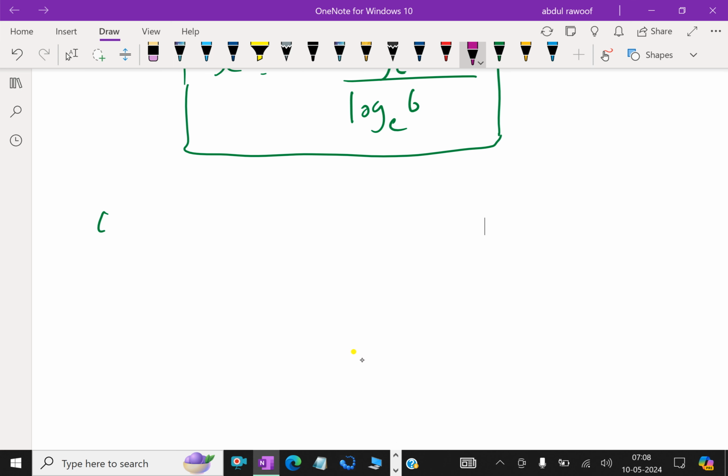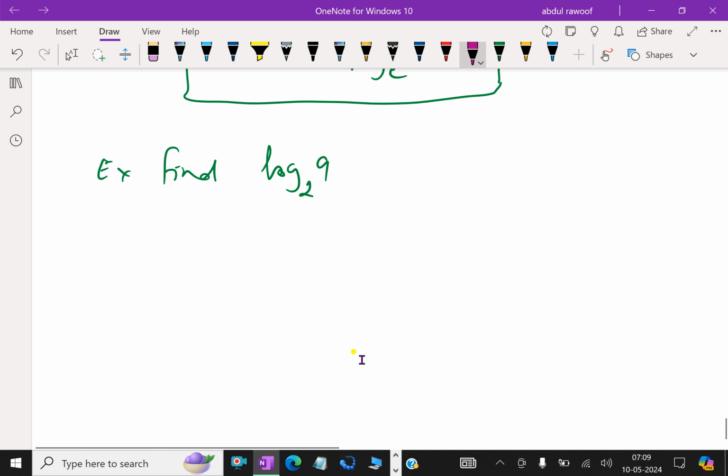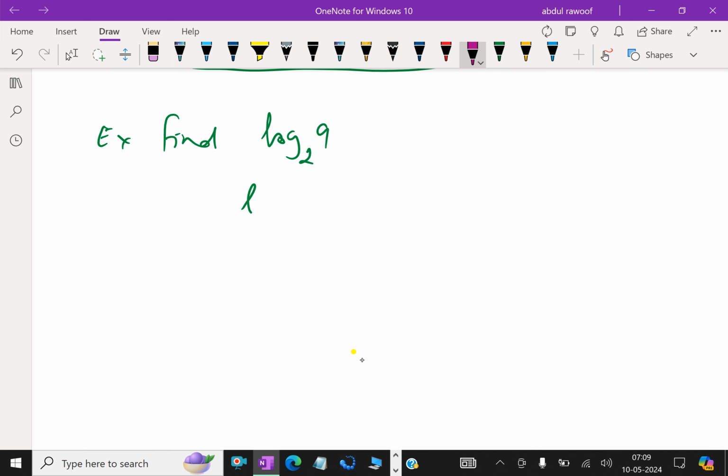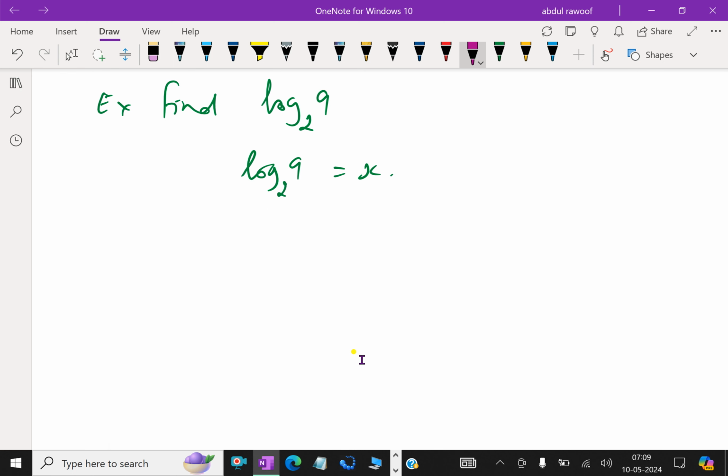Find log 9 base 2. Now, how to find this value? Let log of 9 base 2 equal x. Then, from this, we can say 2 power x equals 9.